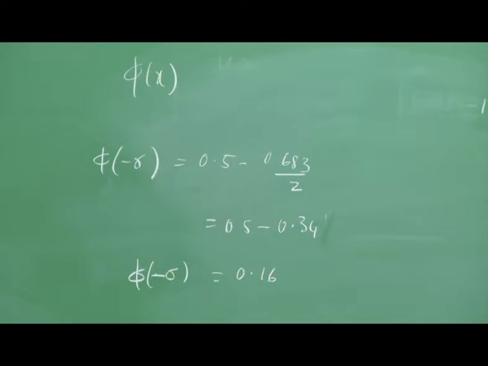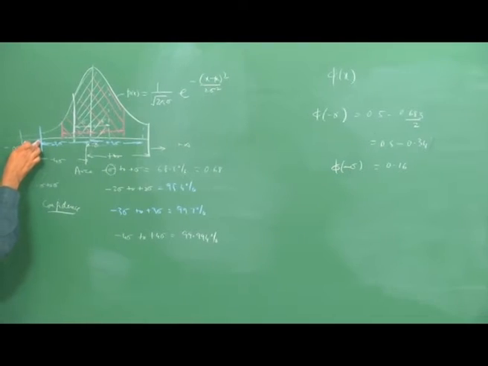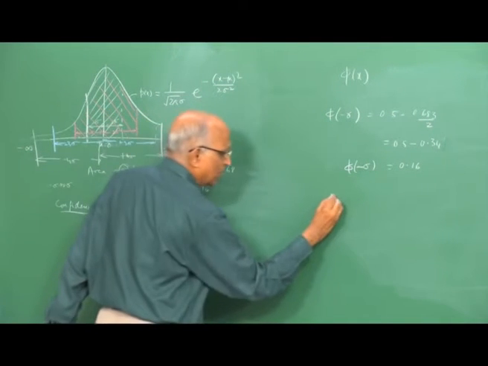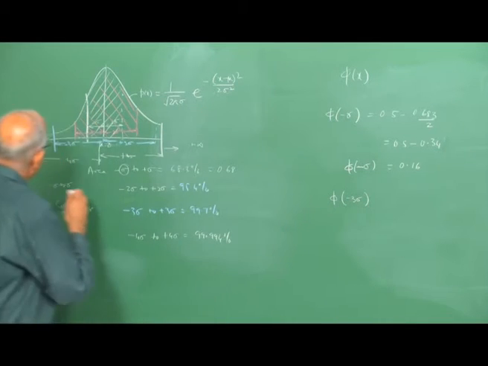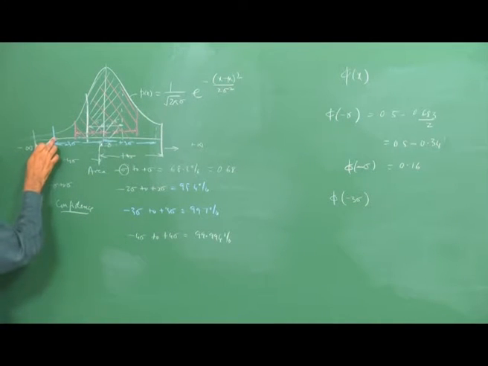If I am interested in, let us say, up to minus 3 sigma, phi of minus 3 sigma, what is the value I get? Well, I get up to this I want.